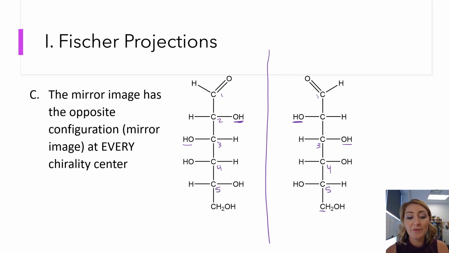We don't care about non-chiral carbons. But for those 4 carbons in the center that are chiral, we expect the OH groups to be mirror images of each other. So every single carbon has to have that mirror image, not just the bottom one. And looking at the carbon furthest from the carbonyl, we can determine that the OH group on that carbon is on the right. This is the D form of the sugar. Whereas here we have the hydroxyl group on the left. This would be the L form of the sugar.